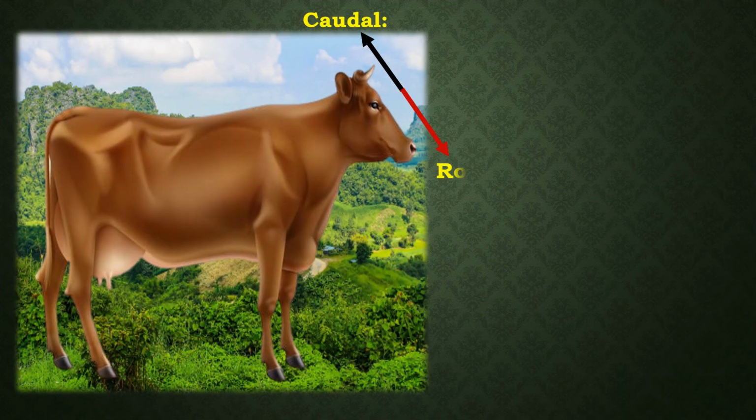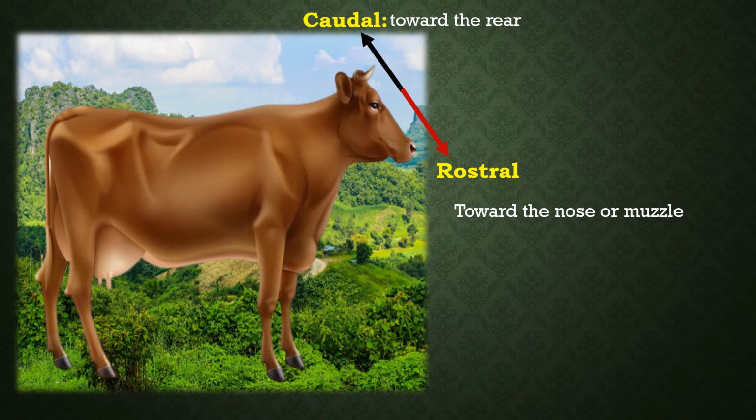Directional terms that are used on the head of the animal are caudal and rostral. As we mentioned earlier, caudal is toward the rear of the animal, whereas rostral is a directional term that describes or refers toward the nose or muzzle of the animal. For example, eyes are rostral to the ears.